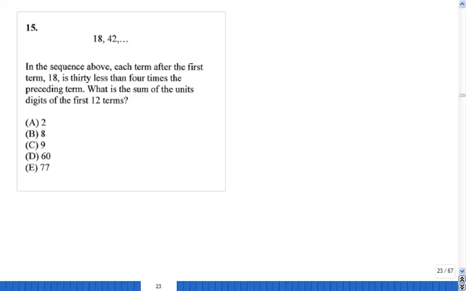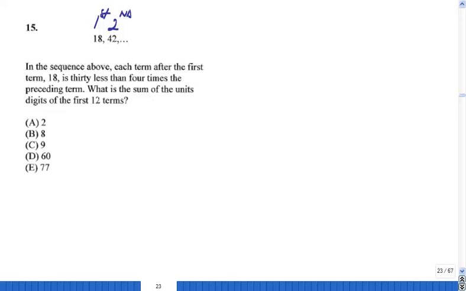One more problem. SAT, proficiency exam, ACT, whatever it will be. In the sequence above, each term after the first term, 18, is 30 less than 4 times the preceding term. What is the sum of the units digits of the first 12 terms? And obviously, 18 is your first one, right? 42 is your second one, and so on.